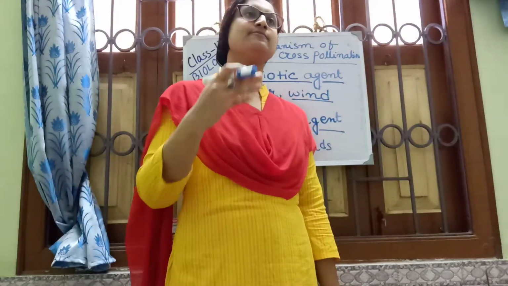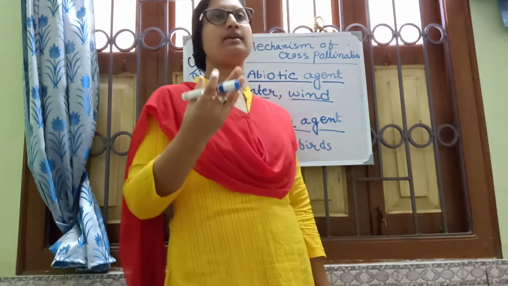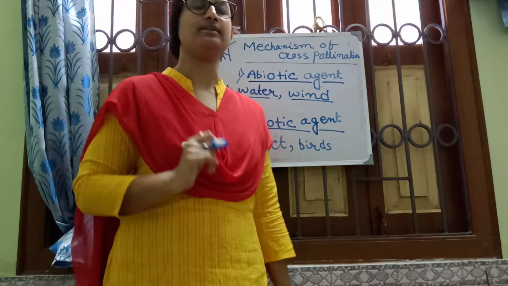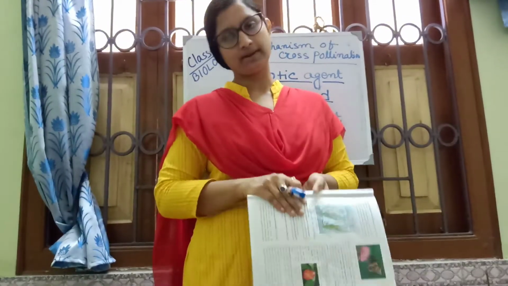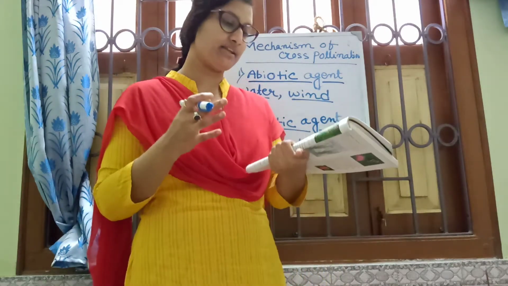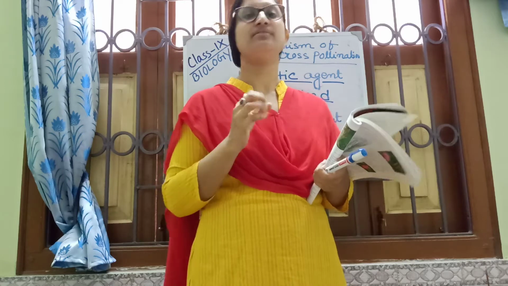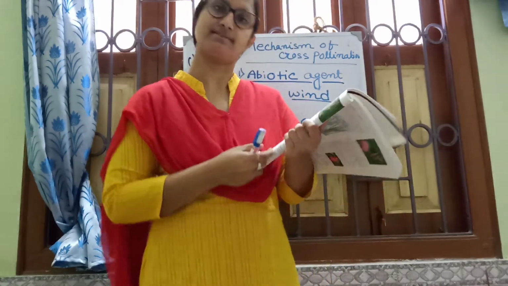In wind pollination, the pollen is transferred from the anther to the stigma with the help of wind. The characteristic features of such flowers are that the pollen grains are very small and light, so they can easily be blown by the air, and they produce a large amount of pollen grains. The stigma is feathery, so it can easily receive the pollen grains.